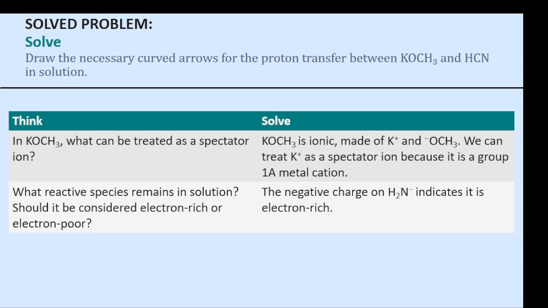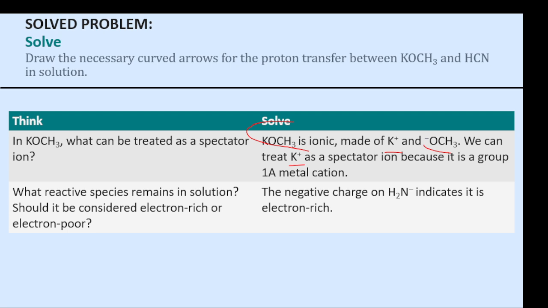So again, KOCH3 is ionic. We're going to have K plus and negative OCH3. We can actually ignore K plus for organic chemistry. We just don't care about it. It's going to be a spectator. It's never going to take the electrons back and make a covalent bond, right? So K plus is just going to be floating around doing its own thing.